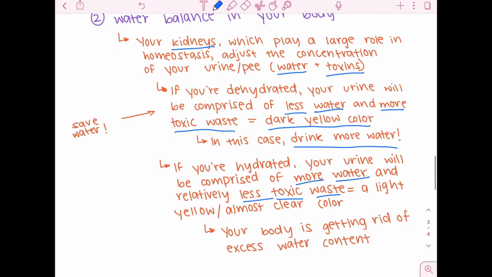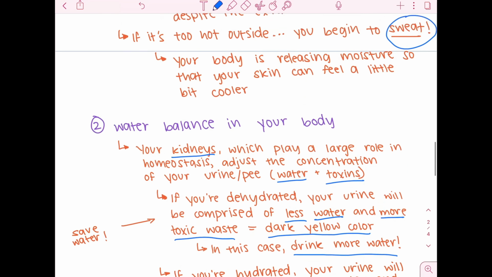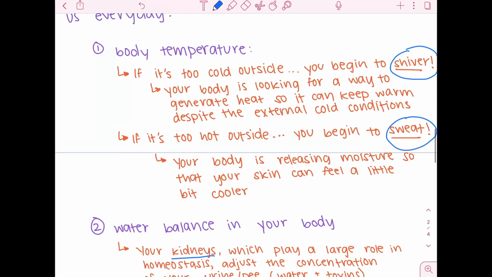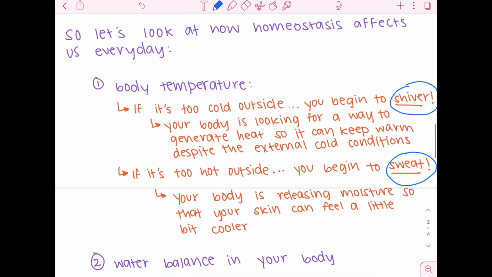Now, when it comes to these examples, these aren't the only examples of homeostasis. If you would like more examples, you can search it up, or you can also email exceledlearning to find out a little bit more about this topic.